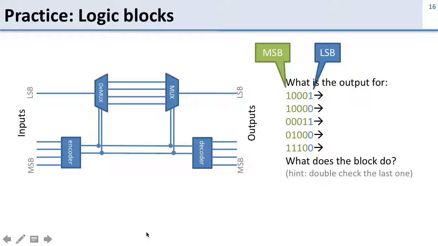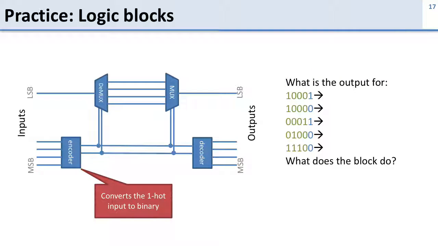Here's a practice about logic blocks. So we've got a circuit here. If you look at the circuit, it's got an encoder, a decoder, and some muxes. And the question is, for these various inputs here, what is the output for each of those, and how would you describe what the block does? Now note, I've labeled here what the most significant bit and the least significant bit of the inputs are, so you can tell for these values.